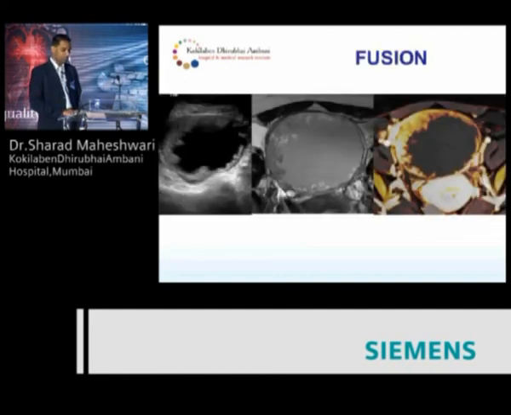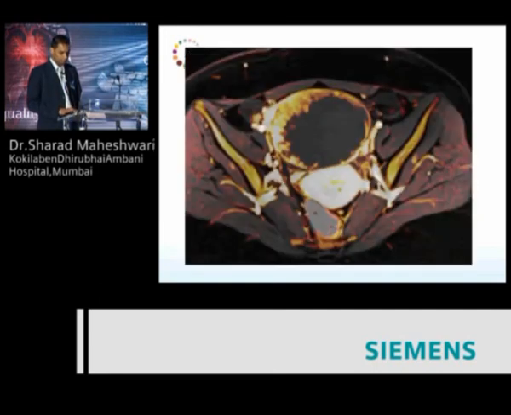Again fusion: this is the ultrasound image, this is the T2 image and this is a contrast image, which are fused on a pre-contrast image. So it gives PET-like images and the clinicians are happy. I think I'll end it.